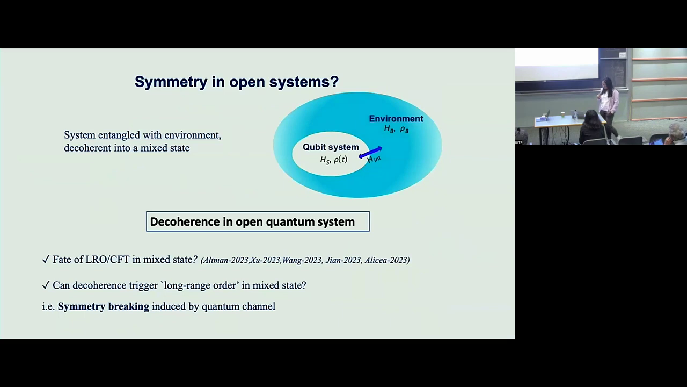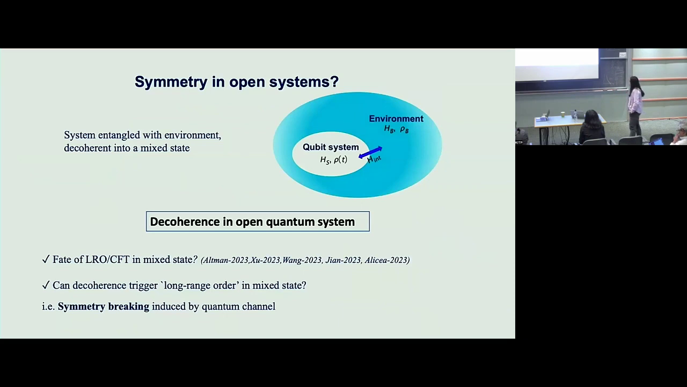And the exploration of decoherence in open systems has diverged into several trends. One trend is, suppose we begin with a long-range entangled wave function, say a CFT wave function or the ground state wave function of the toric code that is long-range entangled, and let it decohere for a finite amount of time. What is the fate of the quantum order in such a mixed state? And this direction has been explored by a large number of pioneers, some of whom are already in the audience.